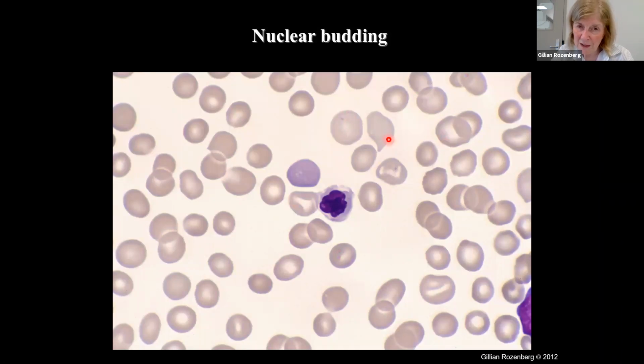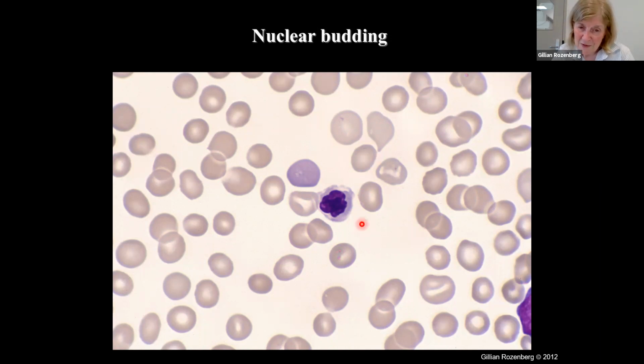This is a peripheral blood film, and this shows a nucleated red cell, which has certainly got budding of the nucleus. So that feature in itself makes you want to look further around. Basically, this is definitely showing megaloblastic or megaloblastoid features.